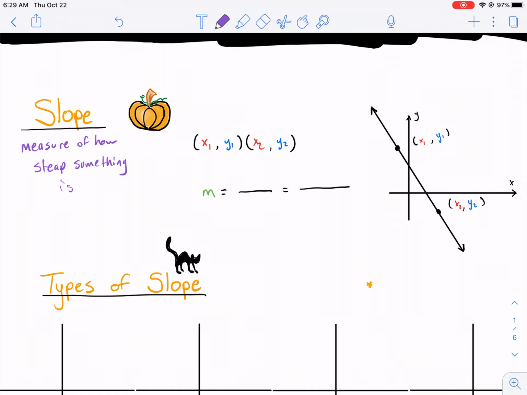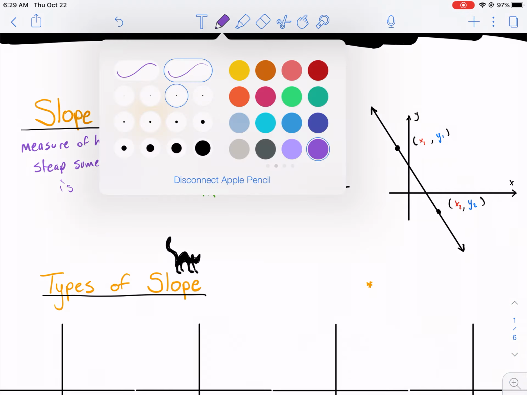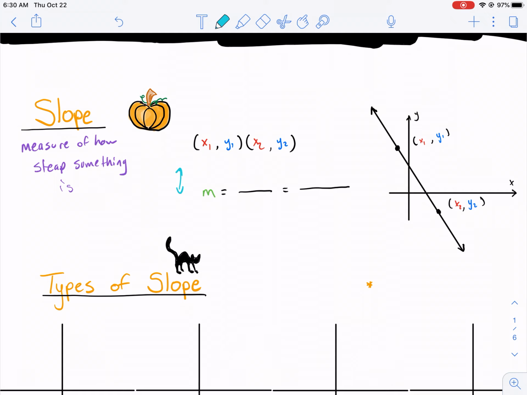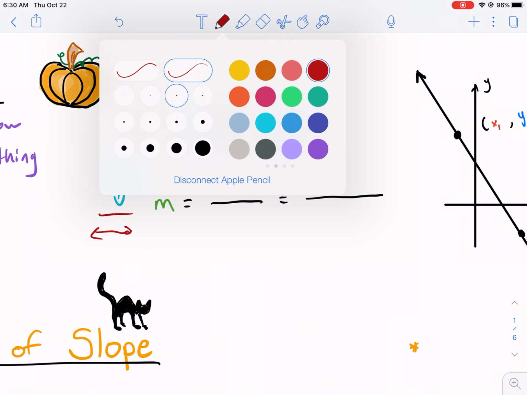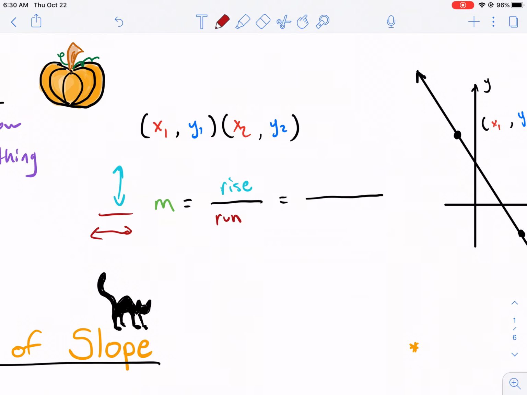Now, there are all different ways to represent that mathematically. The first is the vertical change versus the horizontal change: how much we go up and down versus how much we go horizontally. It's the ratio of how much we go vertically versus horizontally. The thing we've probably heard the most is rise over run. If we're thinking about a mountain, we're thinking about how much it rises versus how much it runs horizontally. It's a quick way to remember.